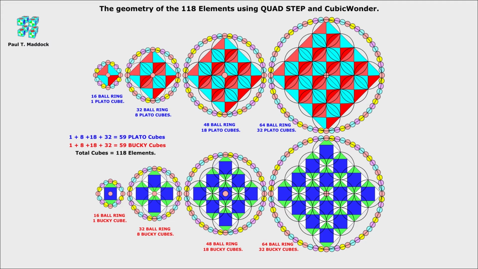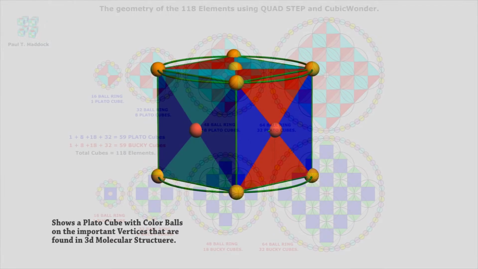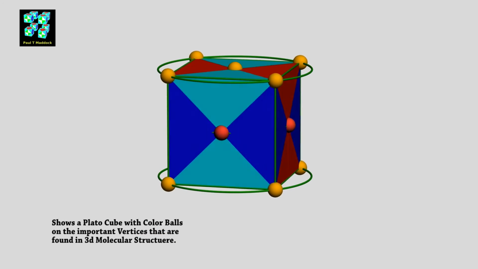Anyways, I've shown you how the periodic table seems to go together. Now I'm going to show you a little bit more about CubicWonder. What's so special about CubicWonder is that it's made up of different sections similar to the elements. So let's start by spinning around the Plato cube.